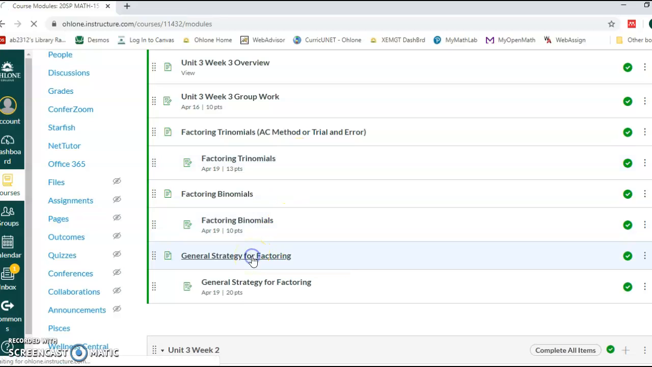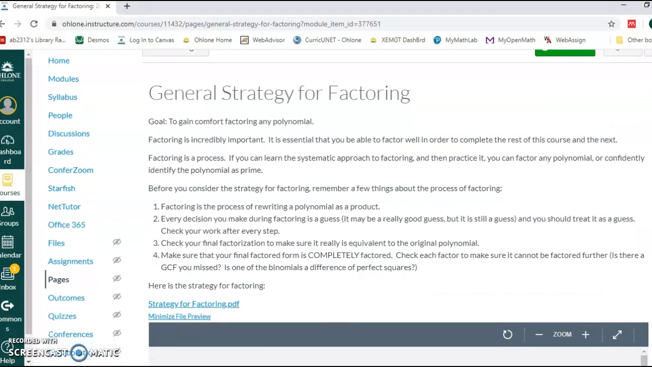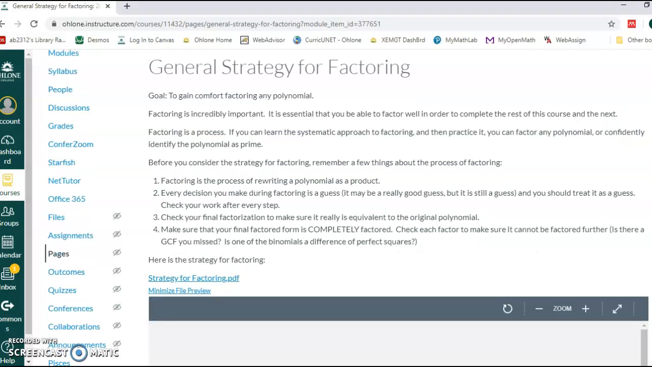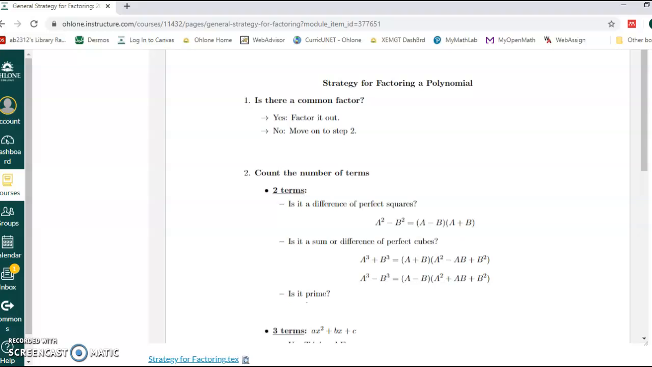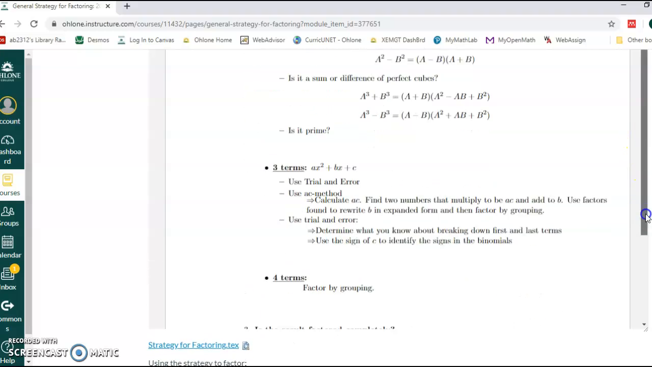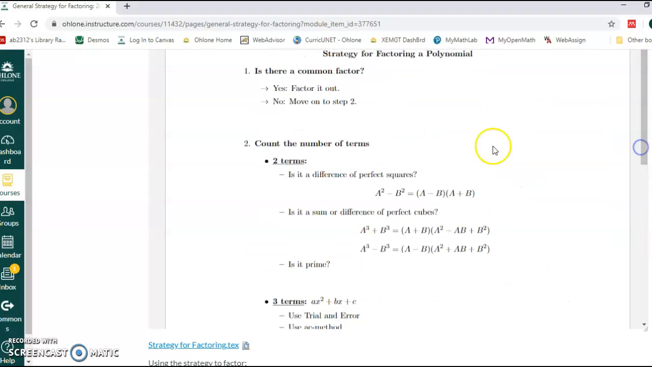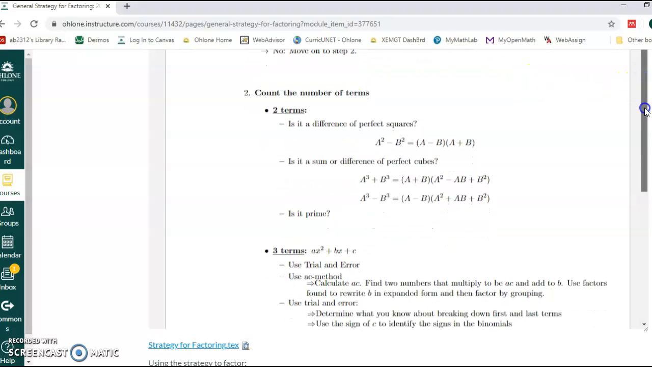The last bit of this week is a general strategy for factoring that kind of goes through how you actually factor any polynomial when you look at it. And so what I've done is laid out what I consider to be the four-step process for factoring. Every time you factor, start by pulling out a common factor if it's there, and then count your number of terms.